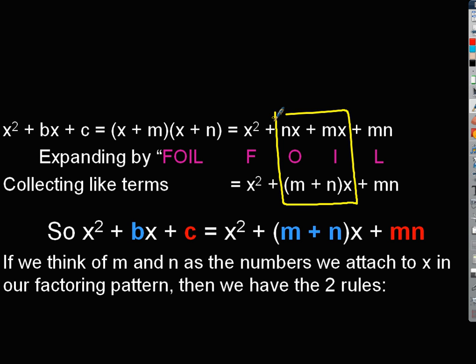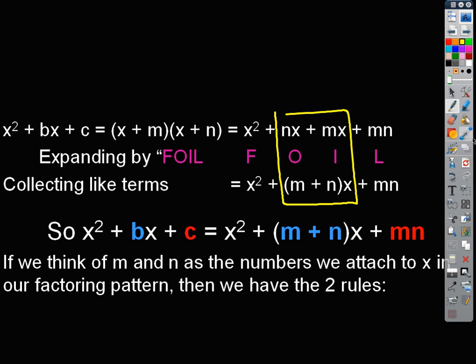Okay, so if we were to start with something like a quadratic expression of the form x squared plus b times x, where b is just some number, plus c, our goal is to try to unfoil that. So we're going to think of that b as being something like an m plus n. It's going to be a sum of two numbers. And that c that we're trying to break apart is going to be like a product of two numbers, like an m times n. Okay?